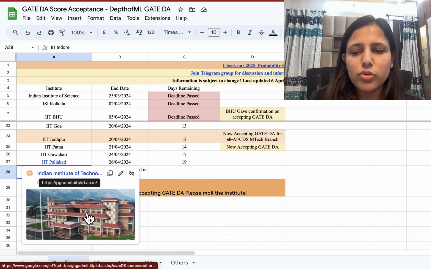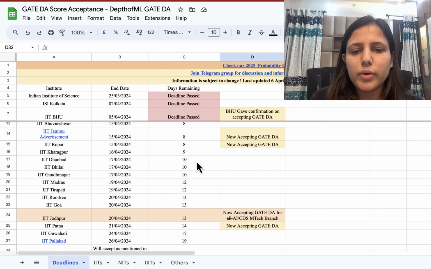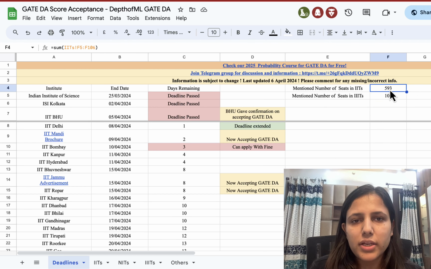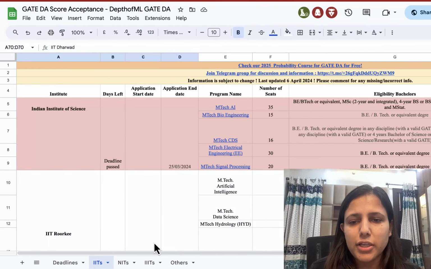So this is a sheet. If you're not aware, this is a sheet we are populating for the students who have given GATE DA in 2024 and are expecting to get admissions via that. The total number of seats in IITs with the programs is now 593, and these are the number of seats that are mentioned.